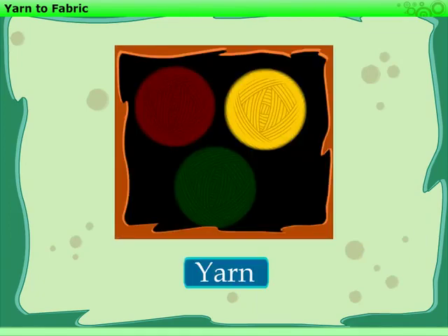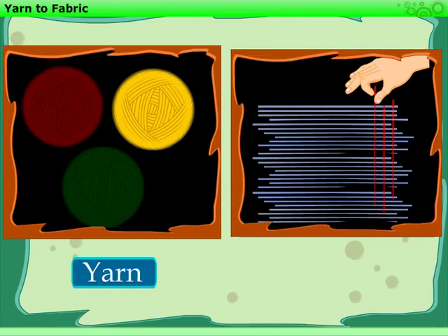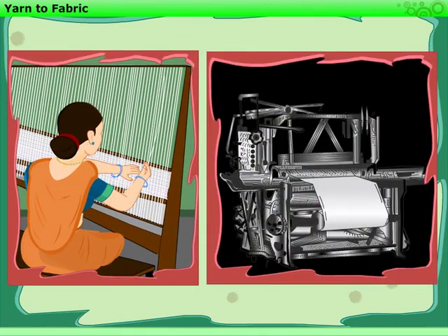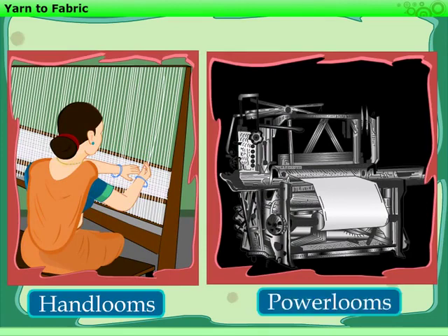Since yarns used for making fabrics are very thin, it is difficult to weave them manually. Hence, weaving of fabric is done on looms. The looms are either manually operated or they work on power. Accordingly, they are known as hand looms and power looms.